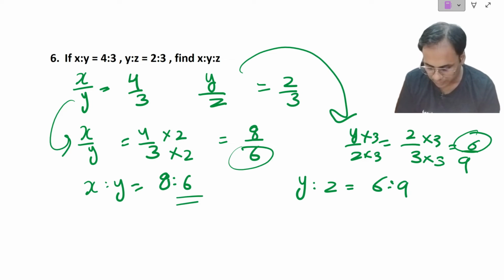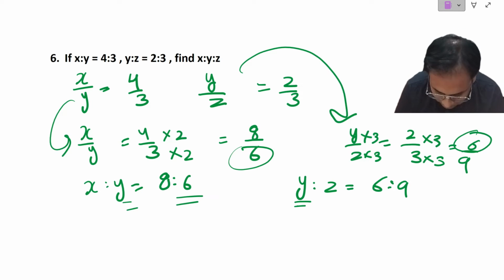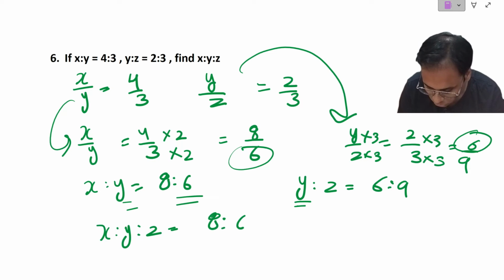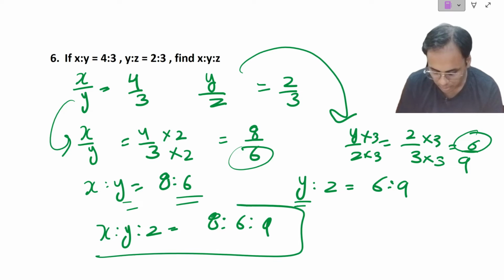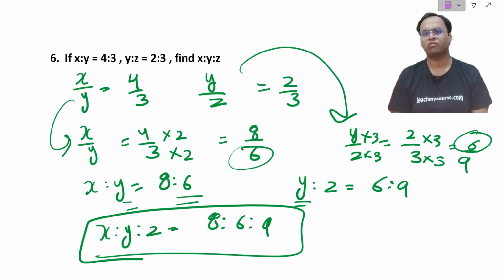So 6 is common, y is common, we can have a direct comparison, okay. So x is to y is to z equal to 8 is to 6 is to 9. And now this is the ratio we are looking for.